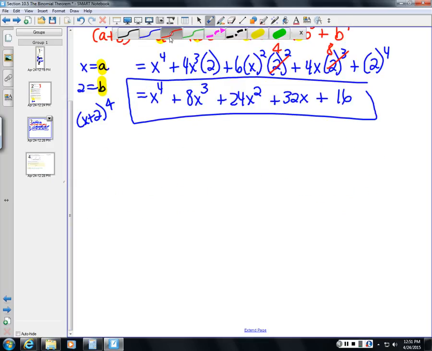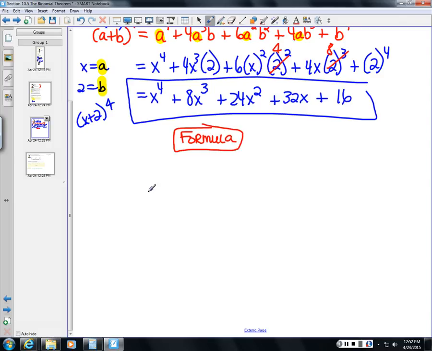Now, the other thing that I showed you, and I'm going to show you both ways. That's the second way you can do it, other than just absolutely FOILing everything out. But the formula that we had was from the previous definition, using the binomial coefficient idea, that if you have a binomial to a certain power, you can do the binomial coefficient times a to the n minus r power times b to the r power.